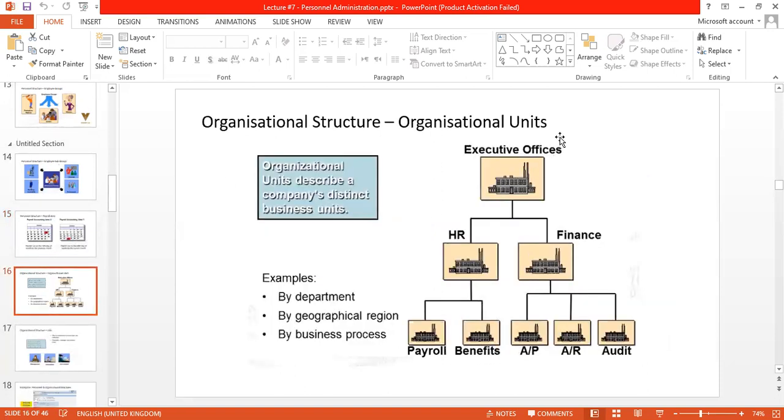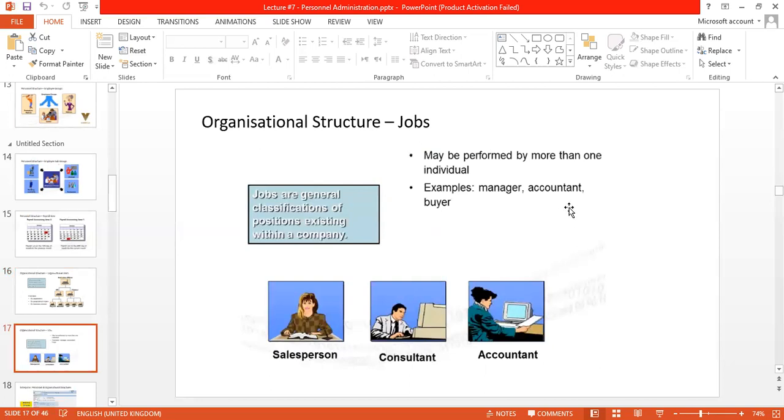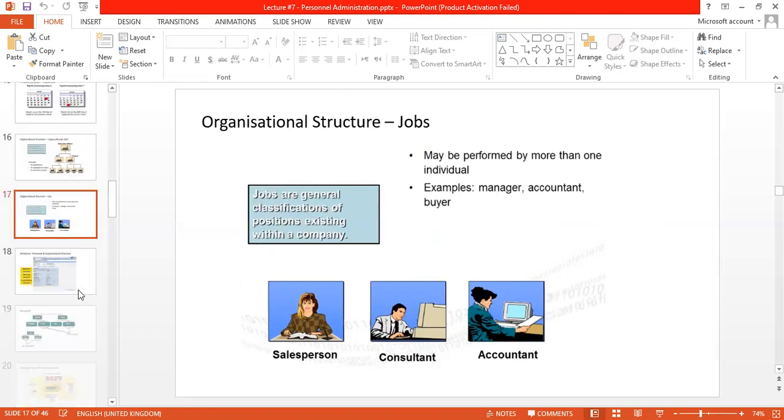So organizational units, if you look at it, executive offices like corporate offices, personal sub area. Okay. And again, this also falls in personal sub area. So organizational unit describes a company's distinct business unit by geographical basis, by departmental, or by business processes like payroll, benefits. Now these are processes. Jobs, now these are performed by more than one individual, for example manager, accountant, buyer. These are jobs. They are generally classifications of positions existing within a company. So position is explained by job description, JD.